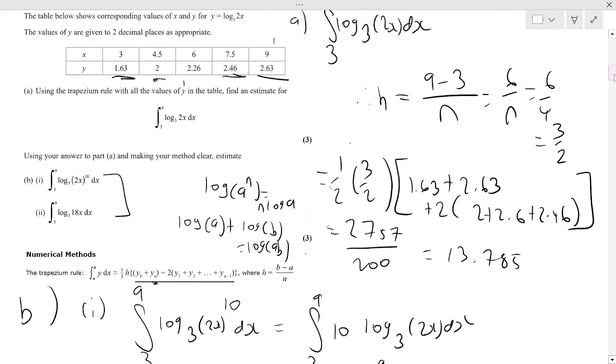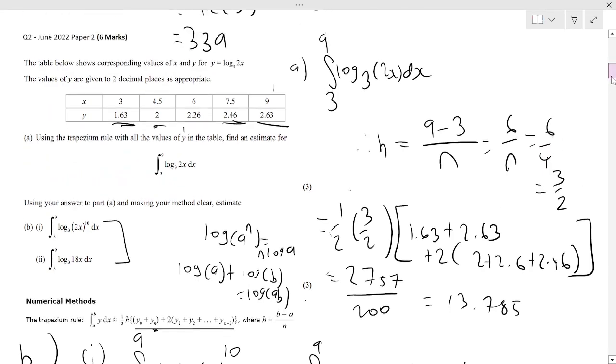So hopefully you can start to see there how you apply the log rule to simplify stuff, which again will be a very important skill, I reckon, for paper 2. So yeah, hopefully that made sense.